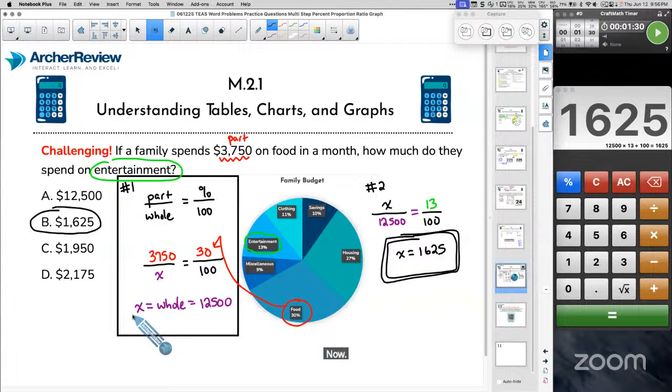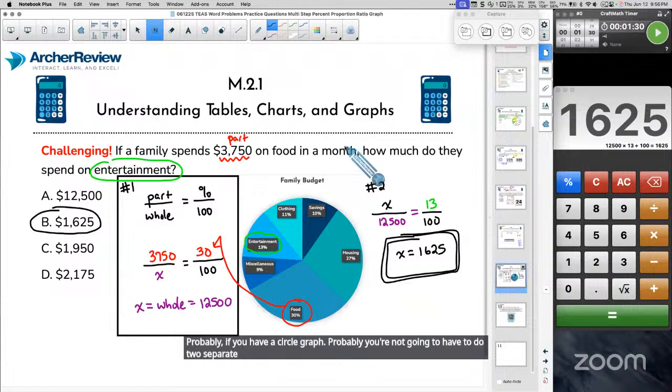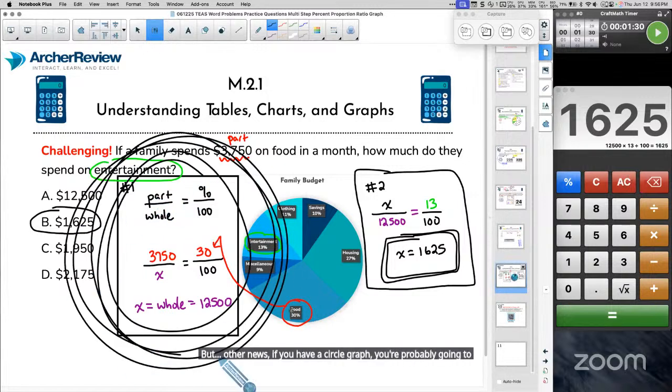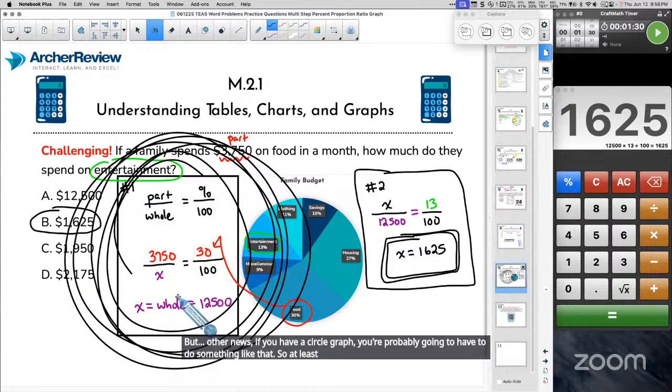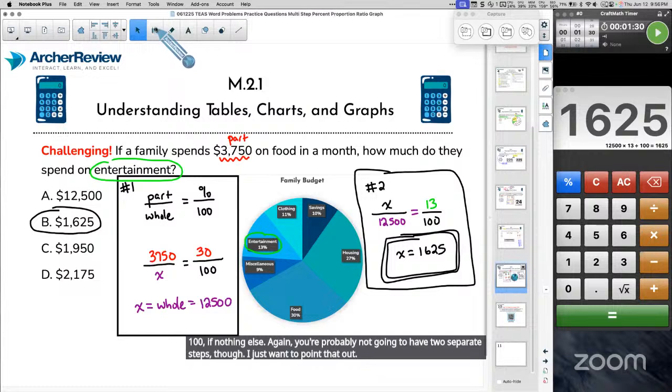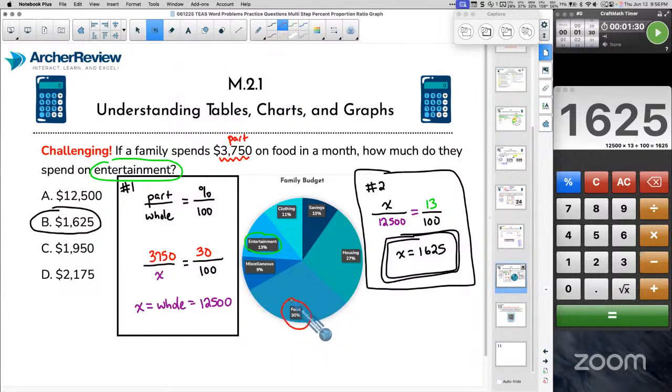Now, good news, probably if you have a circle graph, you're not going to have to do two separate steps. But other news, if you have a circle graph, you're probably going to have to do something like that. So at least practice part over whole equals percent over 100, if nothing else. Again, you're probably not going to have two separate steps, though. I just want to point that out. Any questions about that?